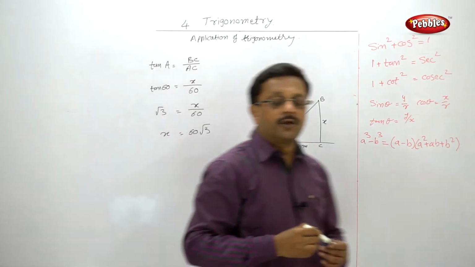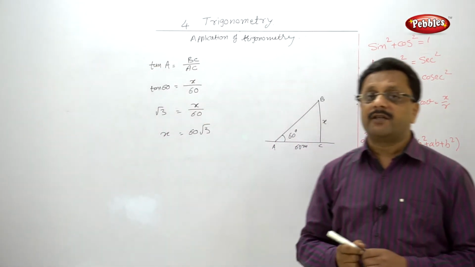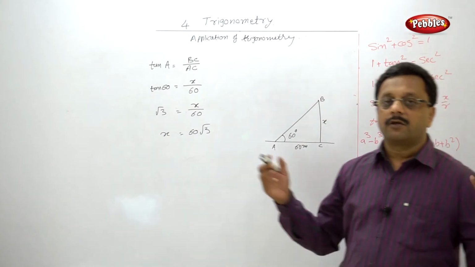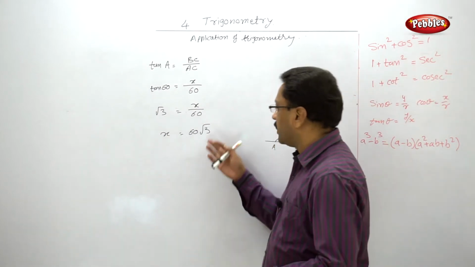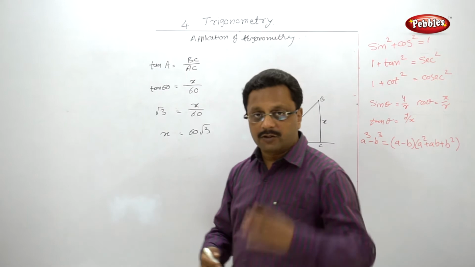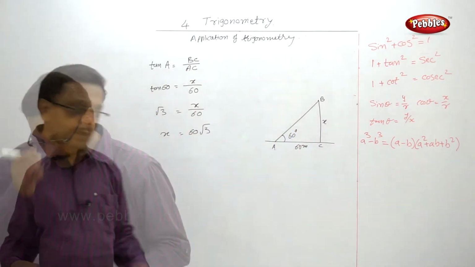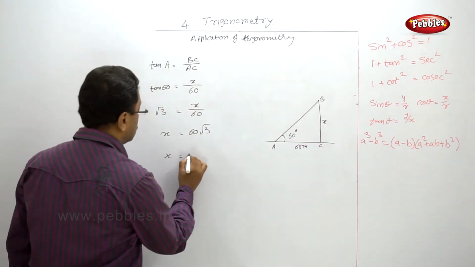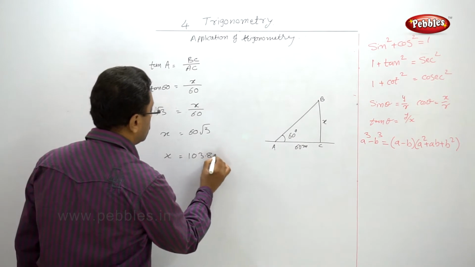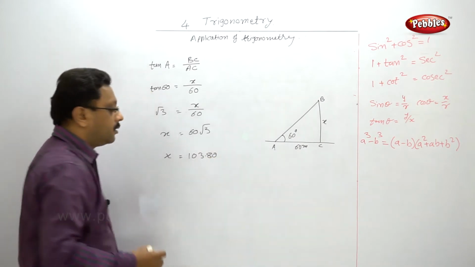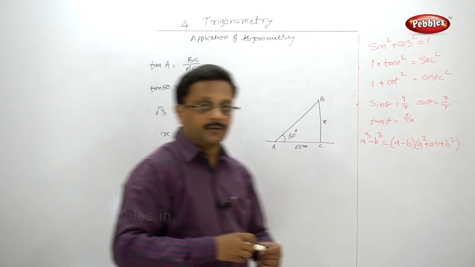The value of root 3 they have already given, that is 1.73. So just find out the final answer. Quickly multiply and find out the final answer. Pause your video here. The answer is 0.80. Please check if this is your answer.